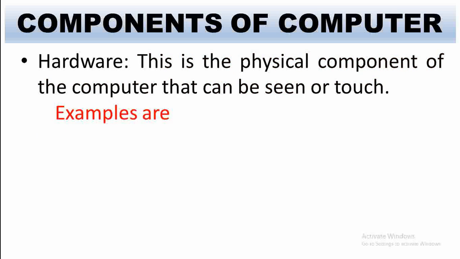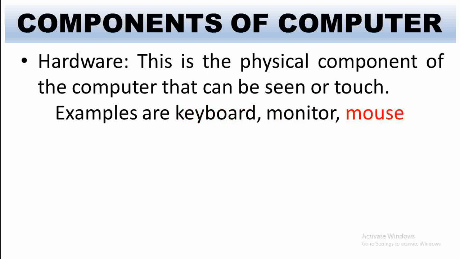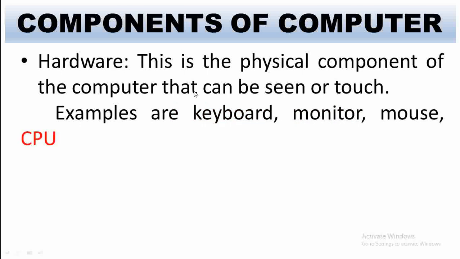Examples of the hardware in the computer system are the keyboard, which we use for typing. We have the monitor, the screen, the one like a television that we are looking at, that's the monitor. We have the mouse, that's the one we use to control the pointer that we see dancing on the screen. And we have the CPU, that is the central processing unit. Those are the major components of a computer system.